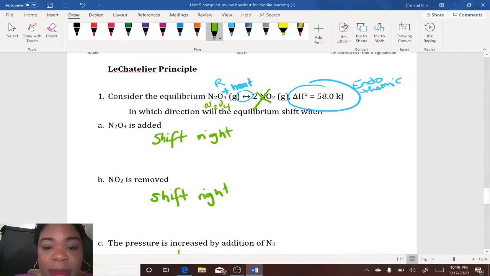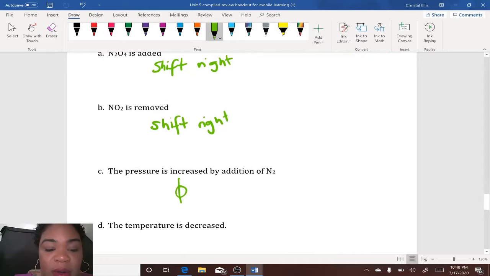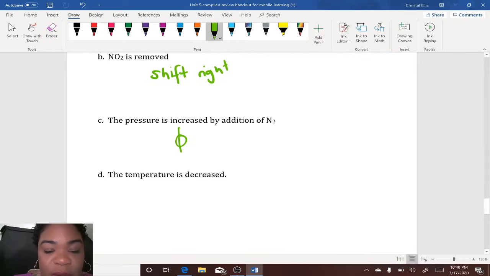And if temperature is decreased, which means that we're taking away heat from the reactant side, we need to put it back, which means that this is forcing our products to make more reactants, which will therefore increase our heat, which means that this reaction will shift left.